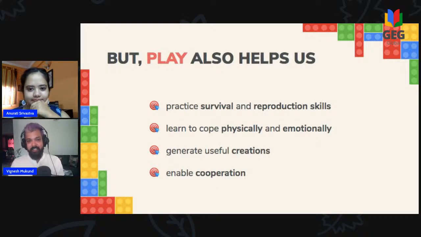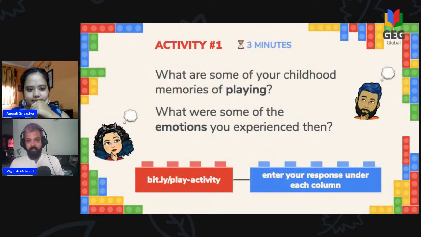So here we'll take a few minutes, 3 minutes, to do a short activity. What we'd like to highlight here is we'd like you to think about your experiences of playing. Think of some of your old childhood memories, or if you can't remember them, think of the last time you engaged in a game and what were some of the memories you carry from that experience. And more importantly, what were some of the emotions you experienced as you played those games?